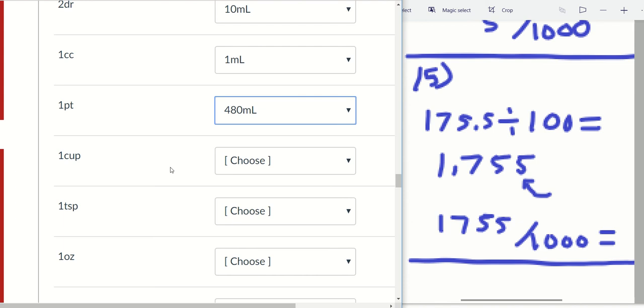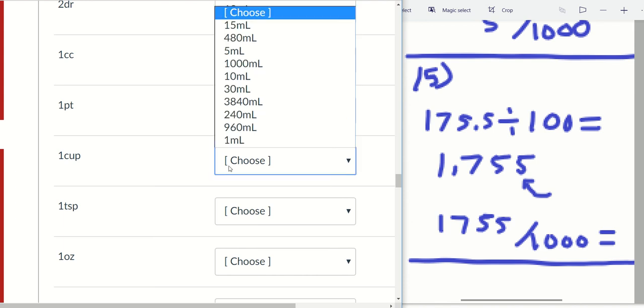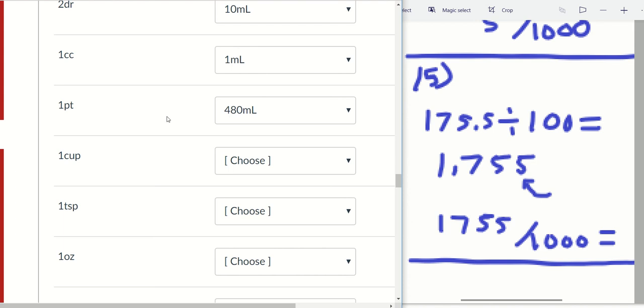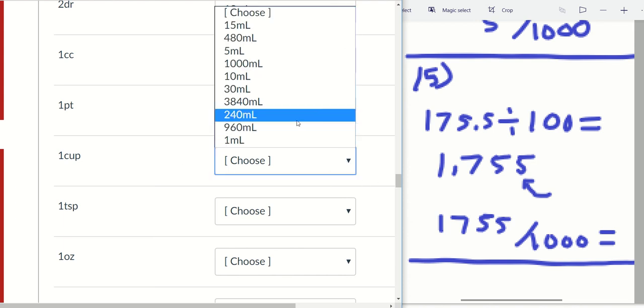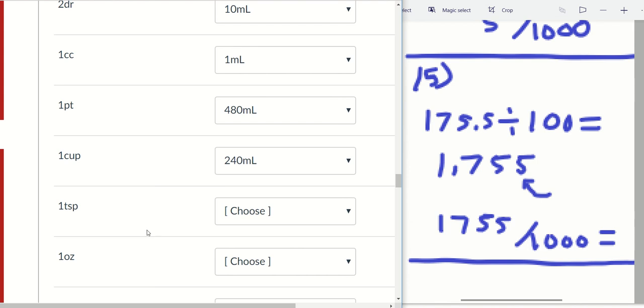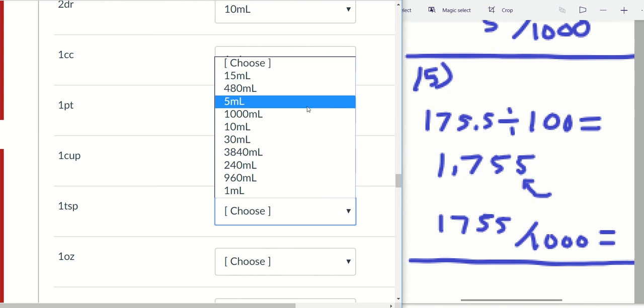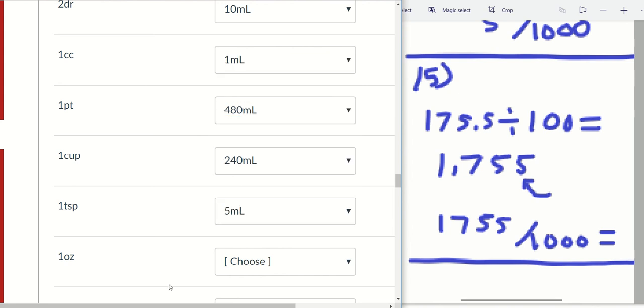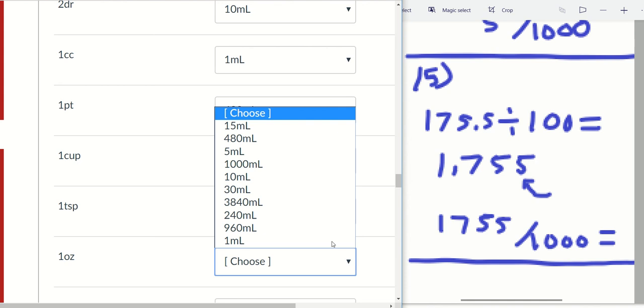P comes before Q. 1 cup. 1 cup is 8 ounces. 480. 1 pint is 480 mLs. 1 cup is half a pint. 1 cup is also 8 ounces. So half a pint would be 240. 1 cup is 240. Small spoon is the same as a dram for us in this class. That is 5 mLs. 1 ounce, 30 mLs.